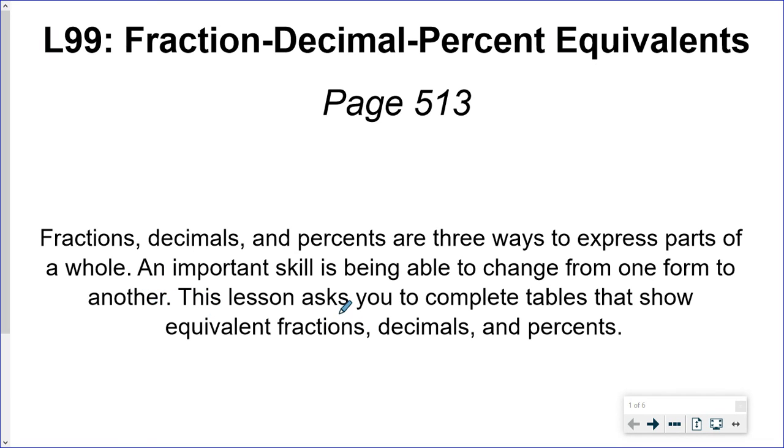This lesson is going to ask you to complete tables that show how to form equivalent fractions, equivalent decimals, and equivalent percentages. So basically what that means is if I give you a fraction, you should know how to change it to both a decimal and a percent. Or if I give you a decimal, changing it to a fraction or percent, or if I give you the percent, changing it to a fraction or a decimal.